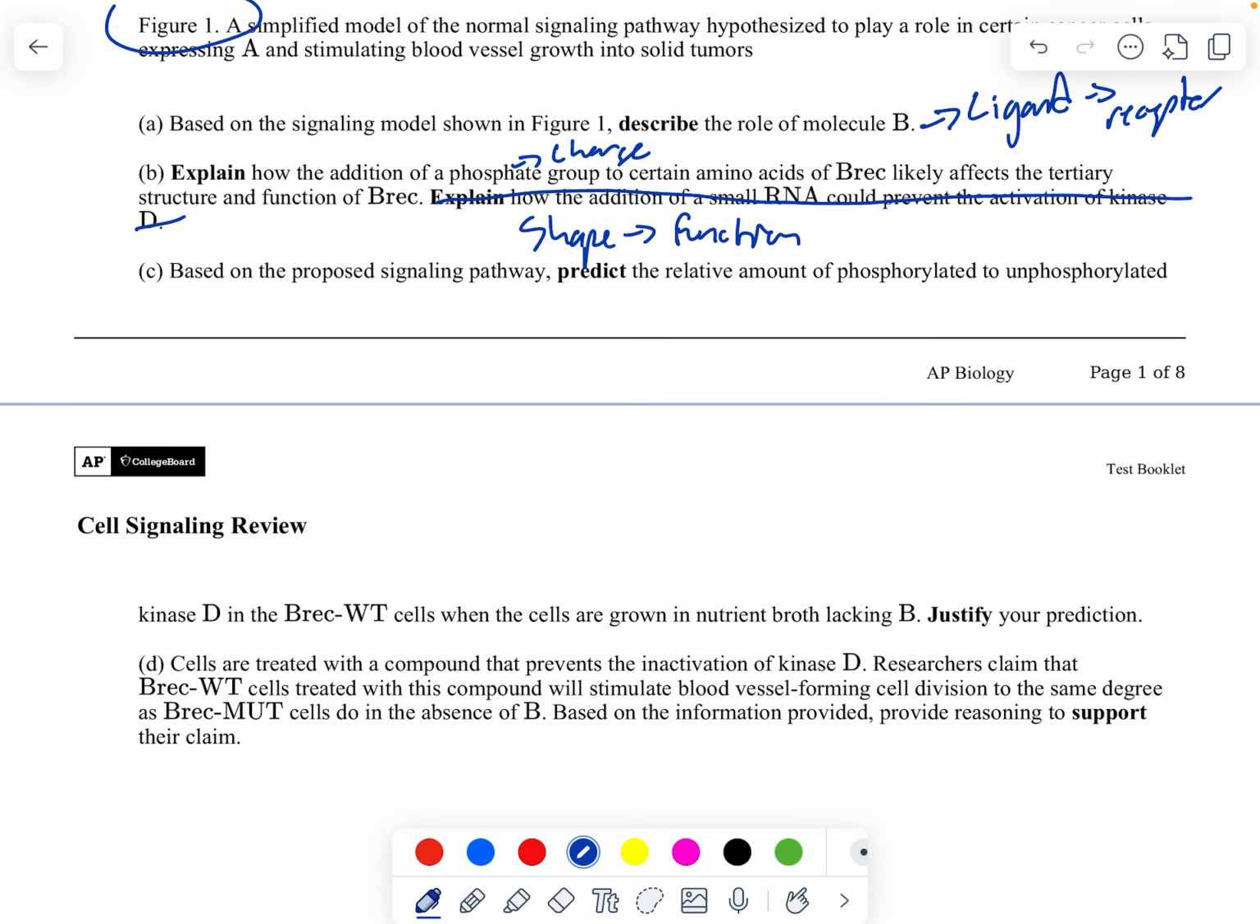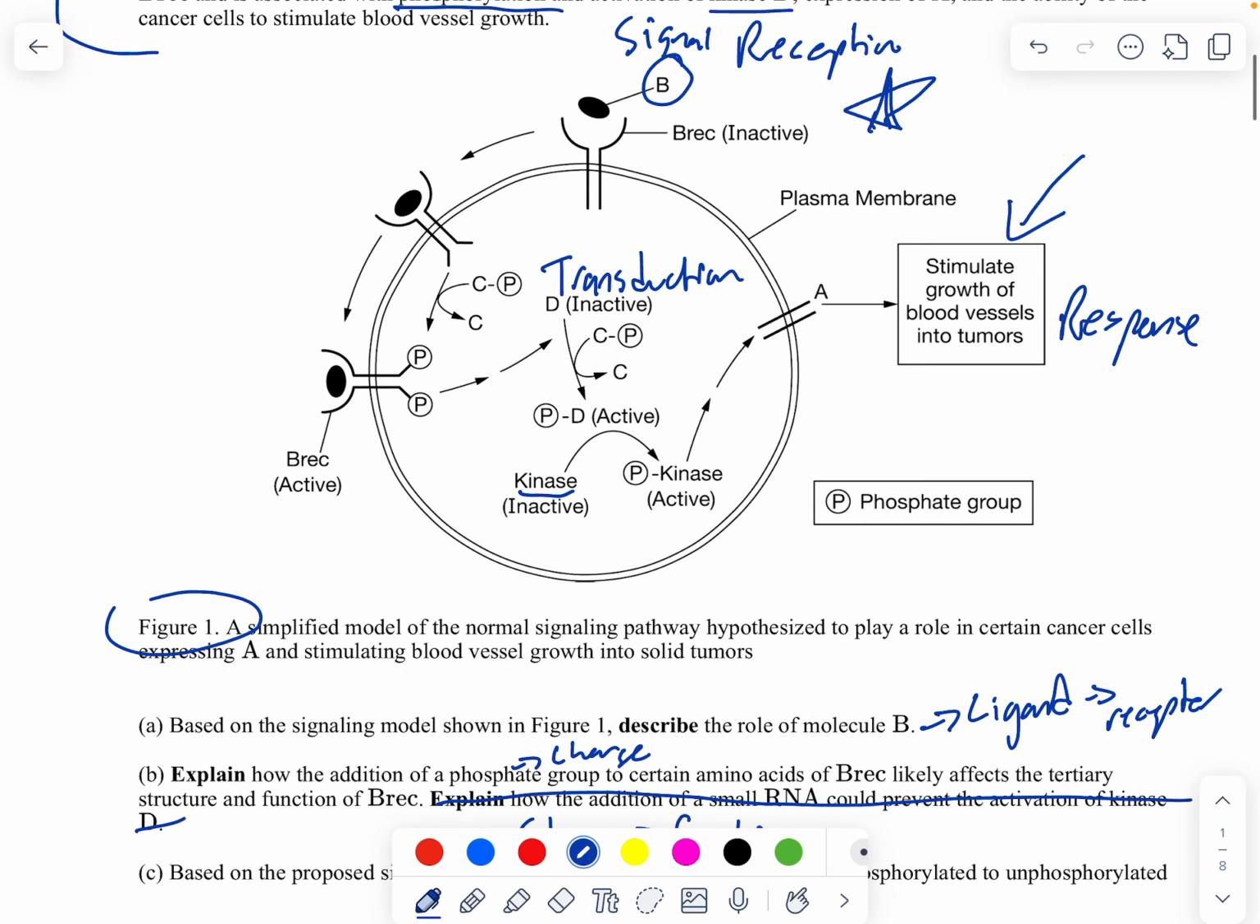Okay, based on the proposed signaling pathway, predict, so that's your action verb, predict the relative amount of phosphorylated to unphosphorylated kinase D in the BREC wild type cells when the cells are grown in nutrient broth lacking B, and justify. Okay, predict and justify. You'll definitely see this in May. And so predict and justify. First off, phosphorylate. So always go back up to what they give you, right?